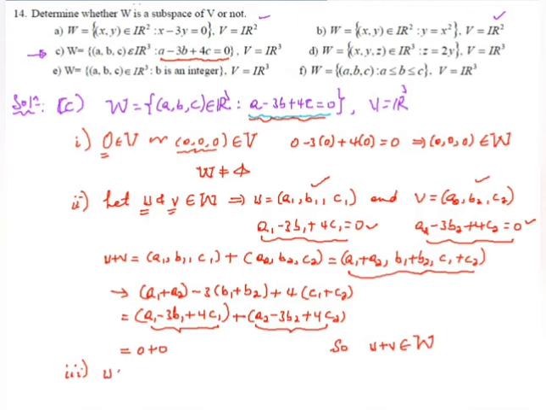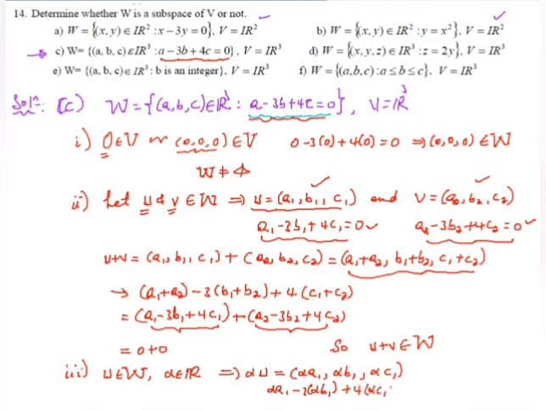Now what remains is checking the third property. The third property tells us that if u is an element of W, we take some scalar from our field, a real number, so alpha times u must be an element of W. Let's write u like this. So alpha times u is (alpha a1, alpha b1, alpha c1). According to the given condition, alpha a1 minus 3 times alpha b1 plus 4 times alpha c1 becomes alpha into a1 minus 3b1 plus 4c1. This is already 0, so alpha times 0 is 0. Therefore the third property, i.e.